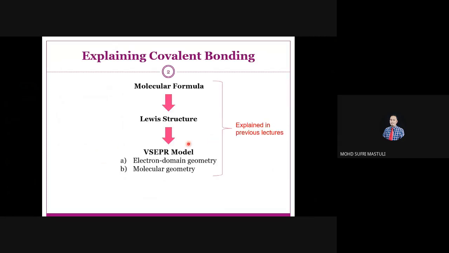In our previous lecture, we covered these three items. We covered the molecular formula. Every compound has a molecular formula. From the molecular formula, we can draw the Lewis structure. And from the Lewis structure, we can predict the molecular geometry by using the VSEPR model. In the VSEPR model, we explain the electron domain geometry and also molecular geometry.